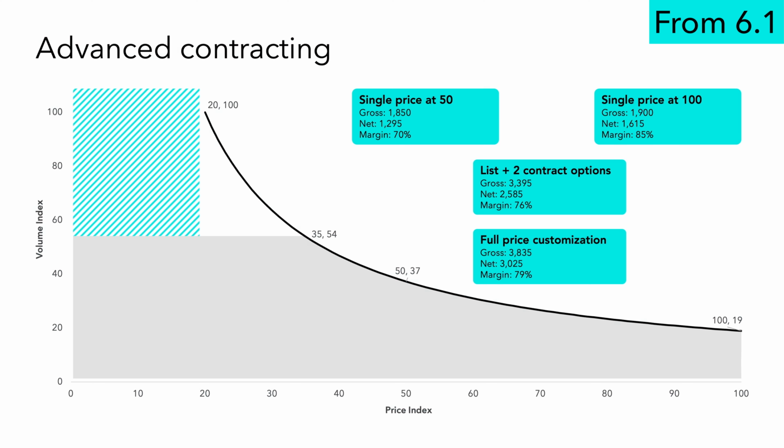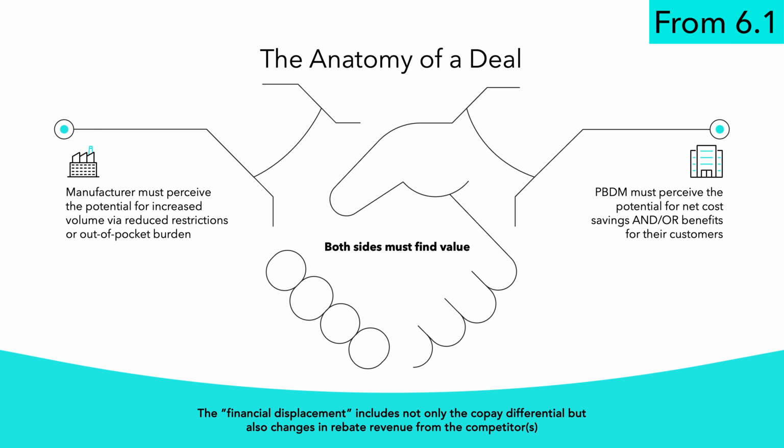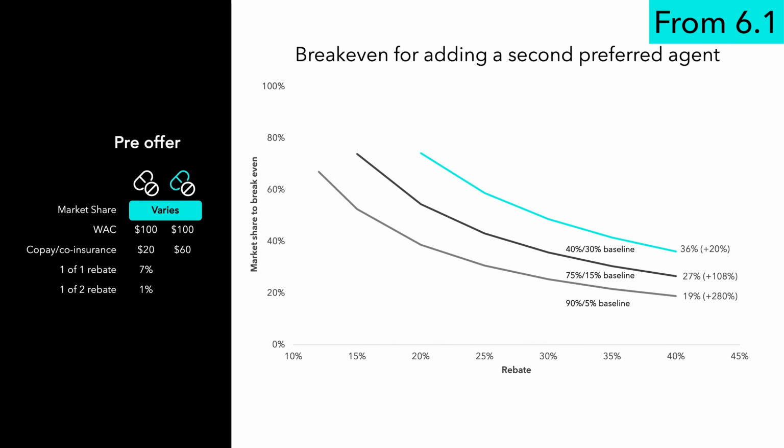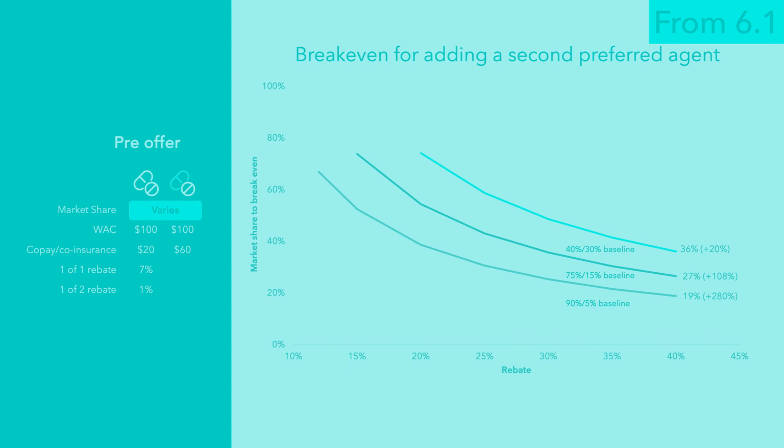As you think about this from an area under the curve perspective, it becomes very transparent very quickly that the more you can customize the acquisition cost to the exact maxima that a customer is willing to pay, the more you can capture in gross revenue and net revenue and maximize your margin. Ultimately, the anatomy of a deal suggests that both sides have to find value. To give you a sense of what the sensitivity of this type of modeling looks like, you can see 3 scenarios modeled on the screen.